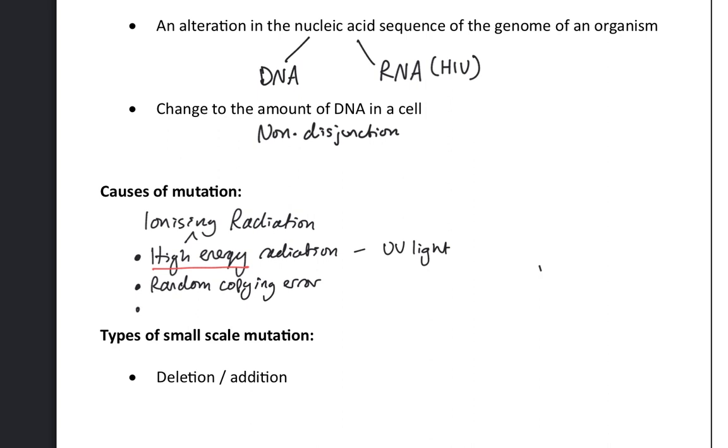And lastly, also things can go wrong in meiosis. And that's our second bullet point up here, because that can cause a non-disjunction mutation. So this is a meiosis error. That would change the amount of DNA that's in a sex cell, a gamete, but it's still a mutation. So that's the cause of mutations.